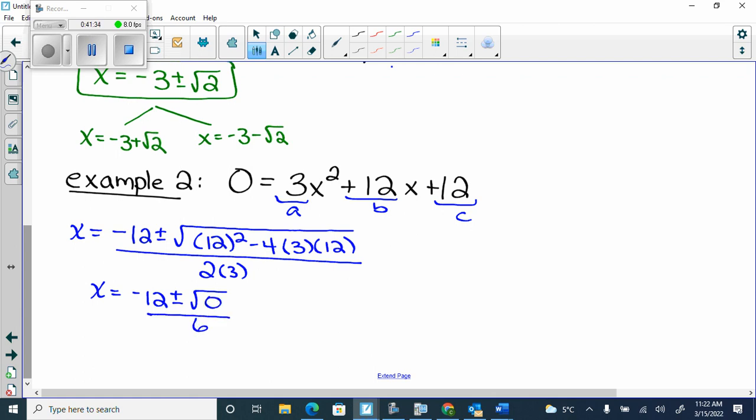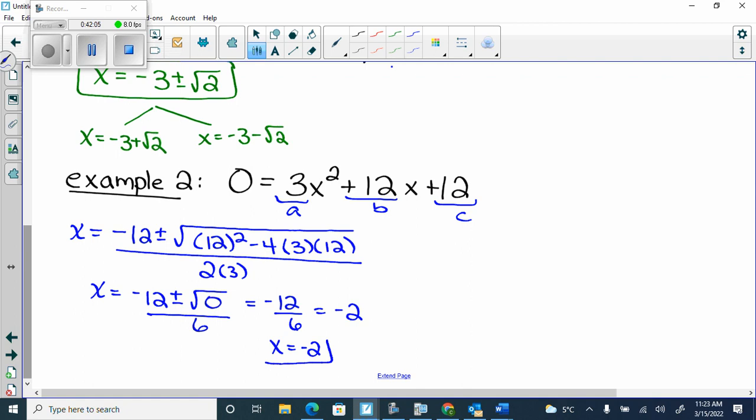What happens when I add a 0 and I subtract a 0? You get 0. Does it do anything different? No. So when that under the square root is a 0, how many solutions am I going to have? 1, technically, right? You actually have 2. They're the exact same. So you're going to get negative 12 over 6, which is negative 2. So x equals negative 2 is my solution.